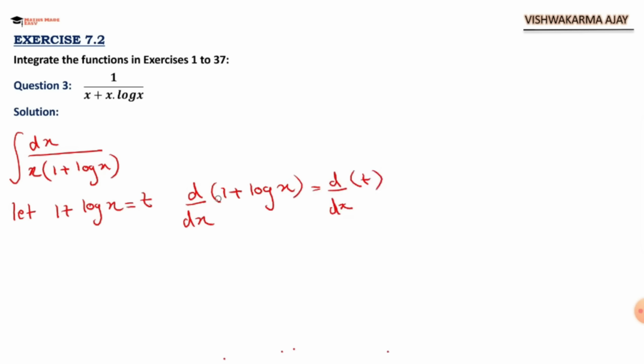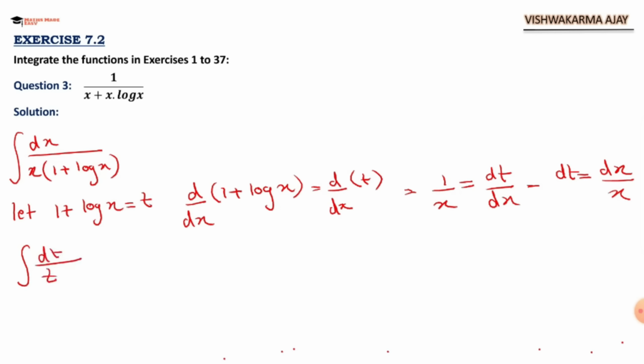Derivative of 1 is equal to 0. So it is equal to 1 upon x is equal to dt upon dx. Finally, the value of dt is equal to dx upon x. So in this case, dx upon x will be replaced by dt, and 1 plus log x we have already taken as t. So what I have here is dt upon t.